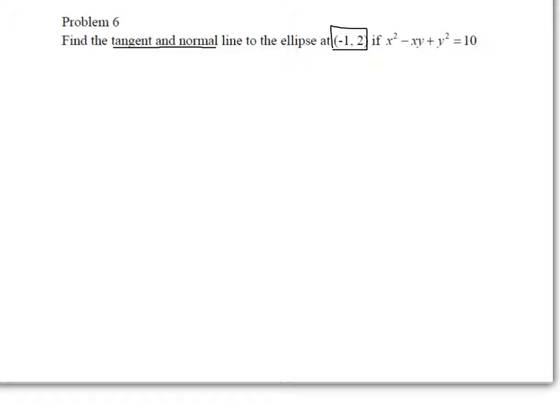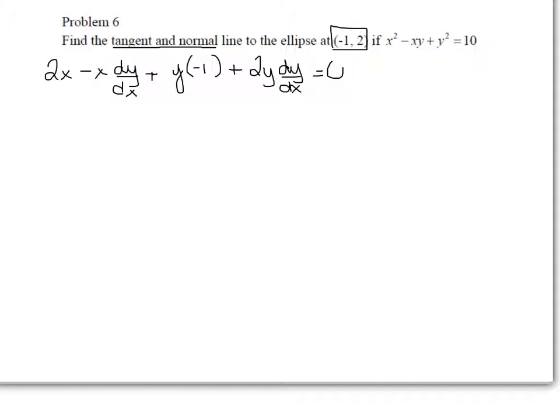The derivative of x squared, 2x, minus the derivative of x times y. Think of that as negative x times y. We need the product rule. Plus 2 d1, plus the derivative of y squared, 2y dy/dx, equals the derivative of 10, which is 0.